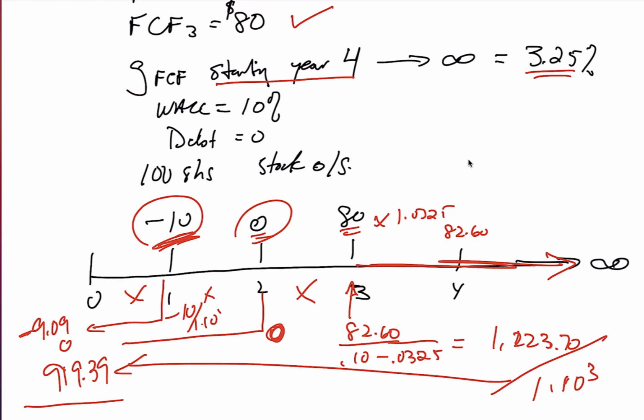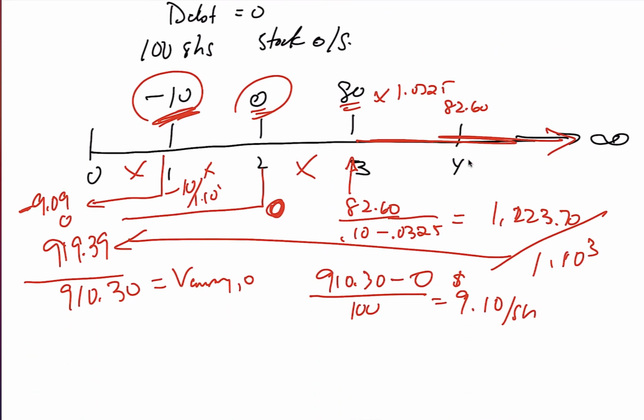So when we add this up, we get 910.30. And that's the value of the company at time 0. And so we're going to take that 910.30, subtract 0 in debt. The firm has no debt, all equity. And we're going to divide it by 100 shares. And then we get $9.10 per share. That is the equity value of the company, $9.10. So there you have it.